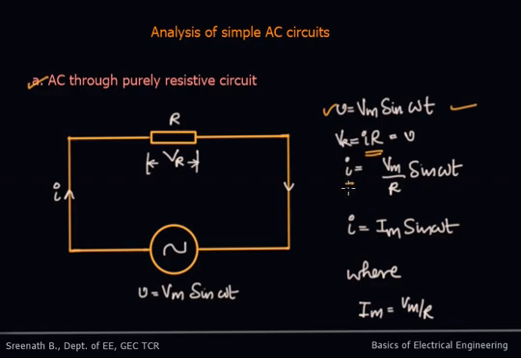So from that you will be getting the instantaneous value of current I as Vm sin omega t divided by R, or the equation of current as Vm sin omega t by R, and I can be written as Im sin omega t, where Im is Vm by R, the peak value of current. So the peak value of current depends on the value of resistance once your input supply voltage is constant.